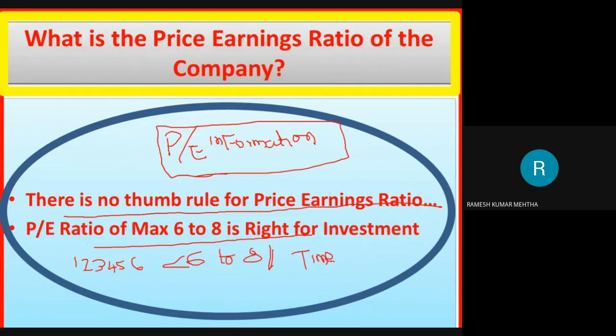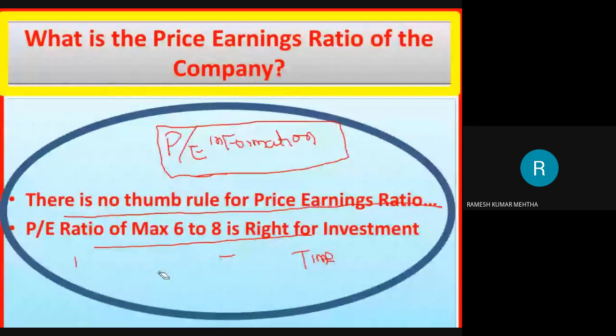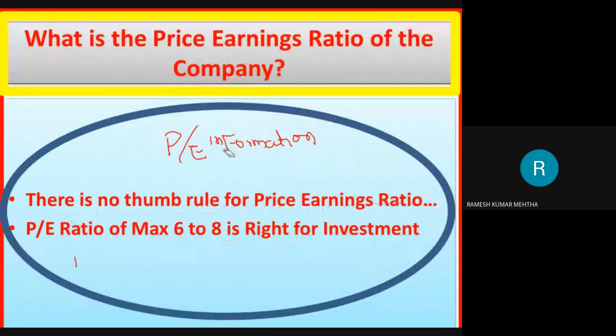If the PE ratio is very high, then the price has already peaked out. So that's the way it is to be comprehended. Just a moment, I will give a small example. With that example, you can understand what is PE ratio and how you can invest in a company based upon the PE ratio.